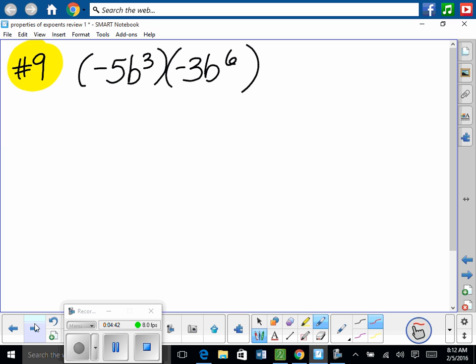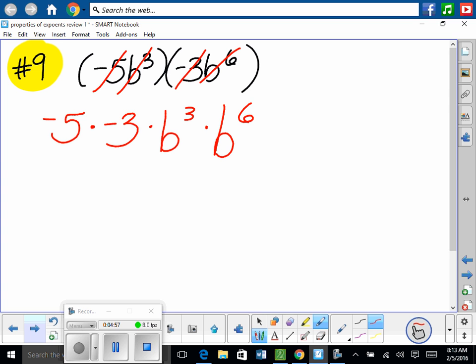Because it's all multiplication, we can rewrite it in any order. So I put my numbers by each other. Negative 5, I cross it out so I don't miss anything, times negative 3. I'm reordering it. Times b to the 3rd, and then times b to the 6th. Same exact thing, just different order. We can do it because multiplication you can reorder in any order, and that's fine.